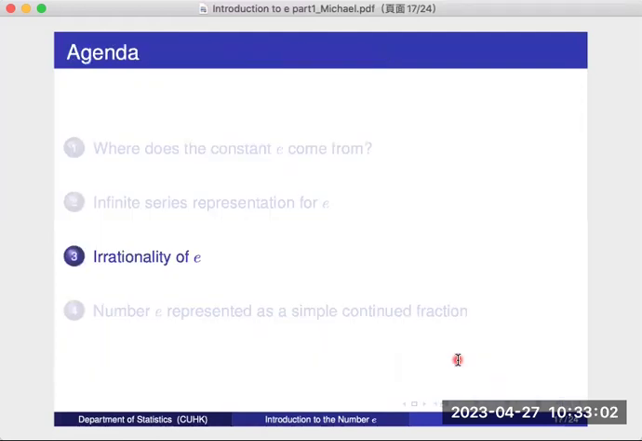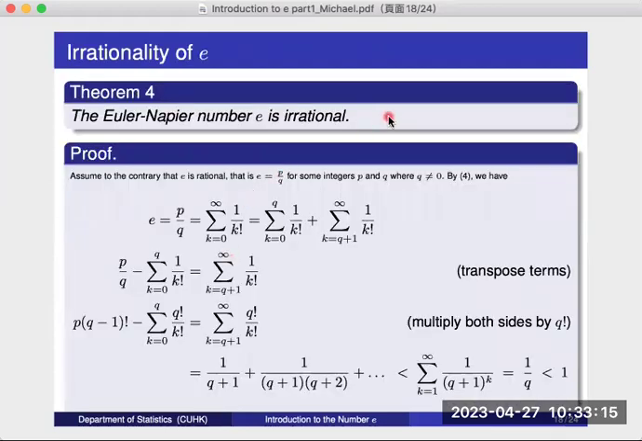So far, we talked about the transcendental nature of the Euler-Napier number, e. In this section, we will discuss another interesting aspect of this number, its irrationality. As the theorem states, e is irrational. Let me explain why. Assume, to the contrary, that e is rational, that is, e equals p over q for some integers p and q where q is not equal to 0.